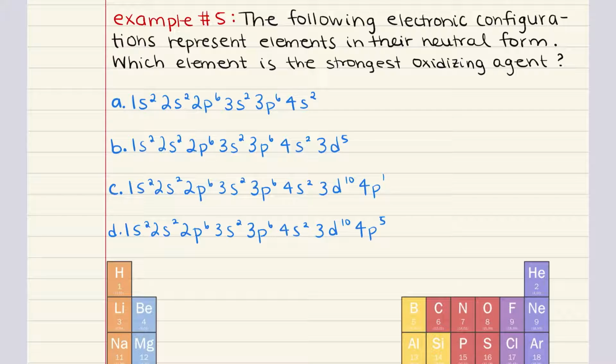Strong oxidizing agents typically have high electronegativity and a strong tendency to accept electrons. Now, considering we're given the electronic configuration for elements in their neutral form, what we can do is identify the atoms and then discuss them one by one.